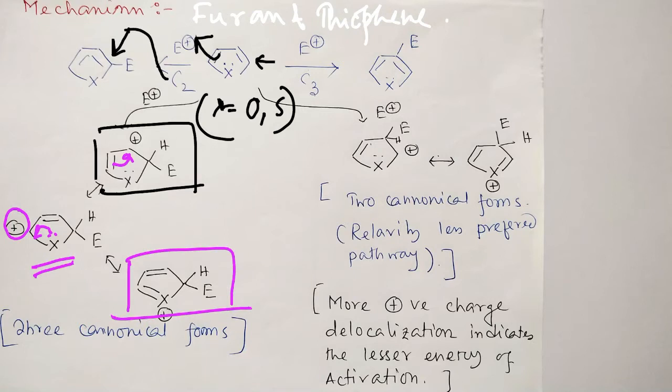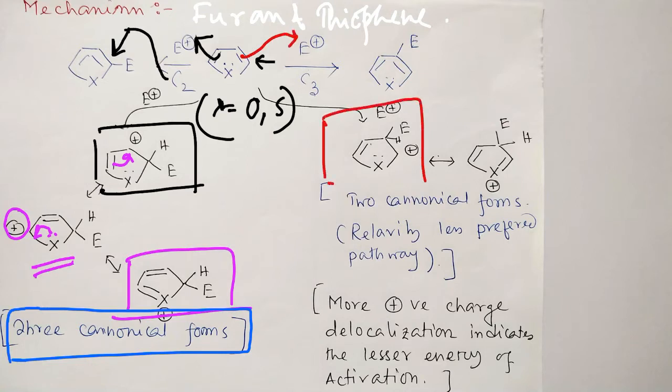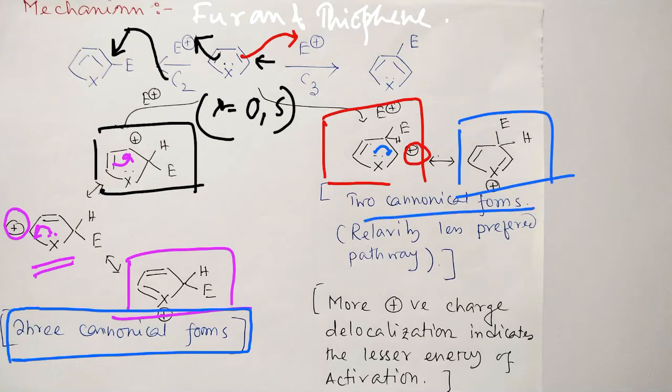So in this case, 3 canonical forms possible. Let's see about the C3 substitution. So how does C3 occur? This bond attacks the electrophile and it produces this, and here the positive charge. Now this lone pair can participate in stabilizing this. So in this case, what you observe, 2 canonical forms possible.